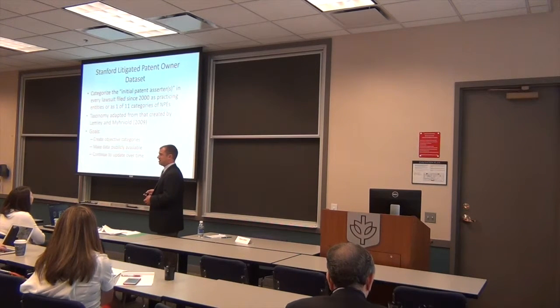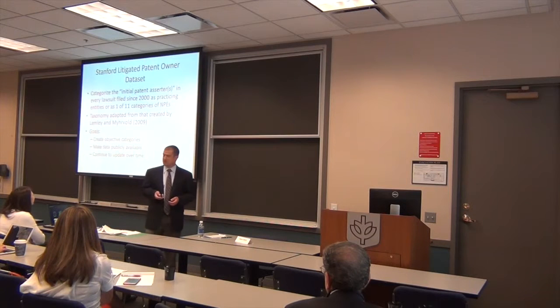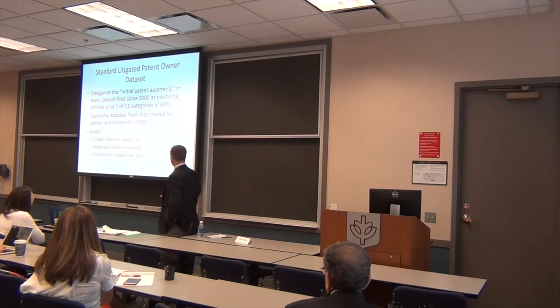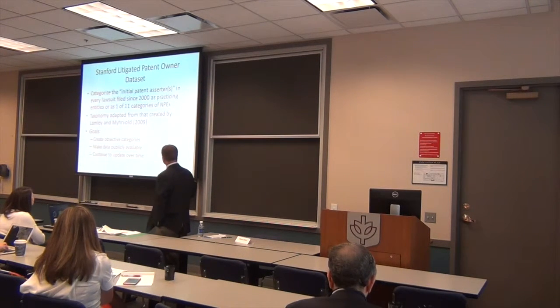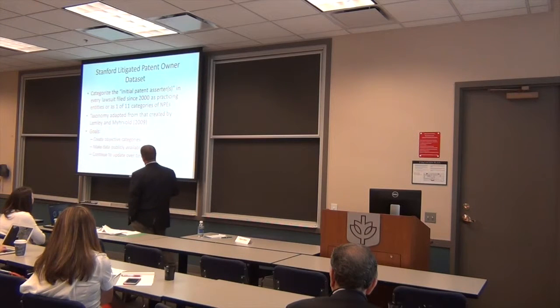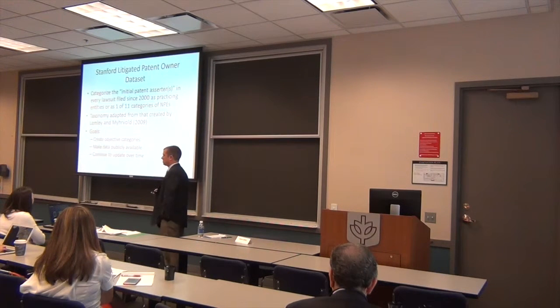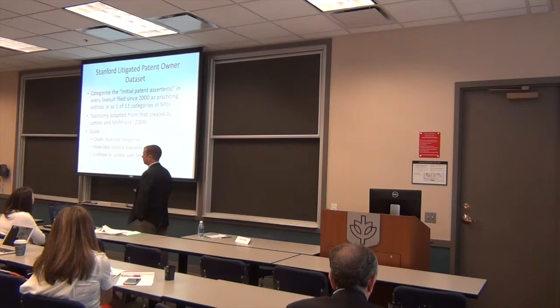This is my latest idea for the name of this data set. It's kind of clunky, so I'm definitely open to suggestions for a better name. So what are we doing? We're categorizing the initial patent asserters in every lawsuit filed since 2000, which not coincidentally is the beginning of Westlaw's coverage, as either a practicing entity or as one of 11 categories of NPEs.